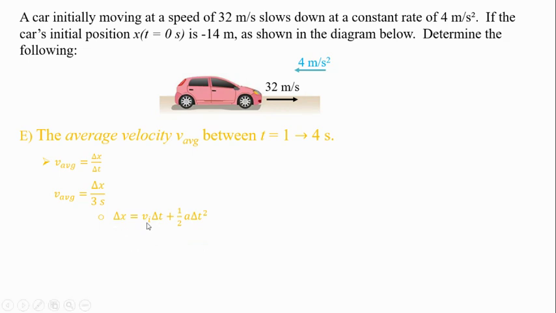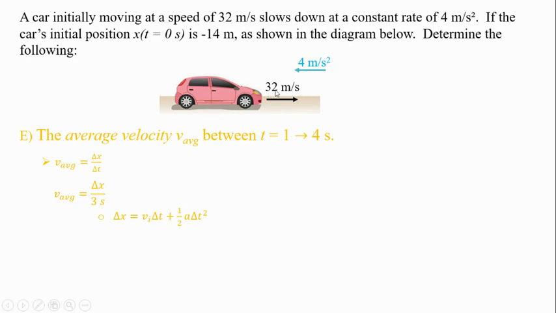Find delta x. Here, though, I'd like to caution you. Use vit plus 1/2 at squared, but it's important that you understand where the problem starts. This particular part E starts at 1 second. So at 1 second, the car is actually at a speed of 28. It initially moves at a rate of 32, but it's slowing down by 4 every second.